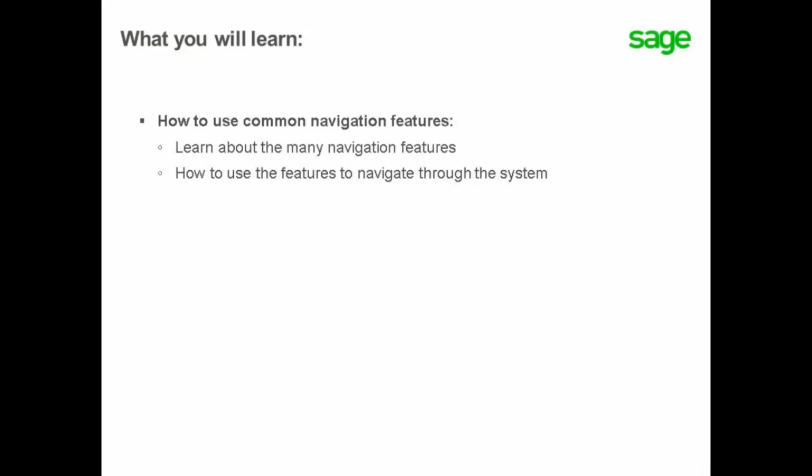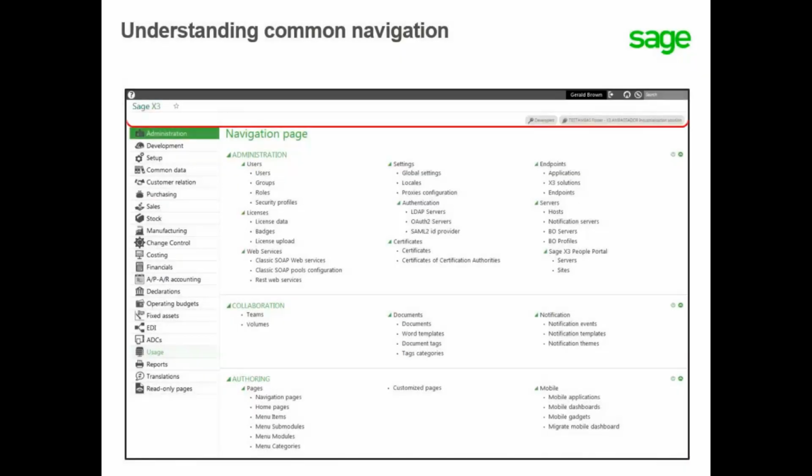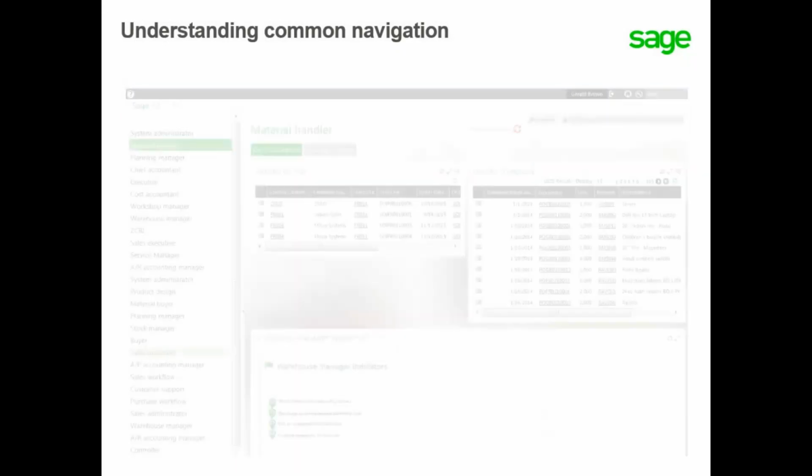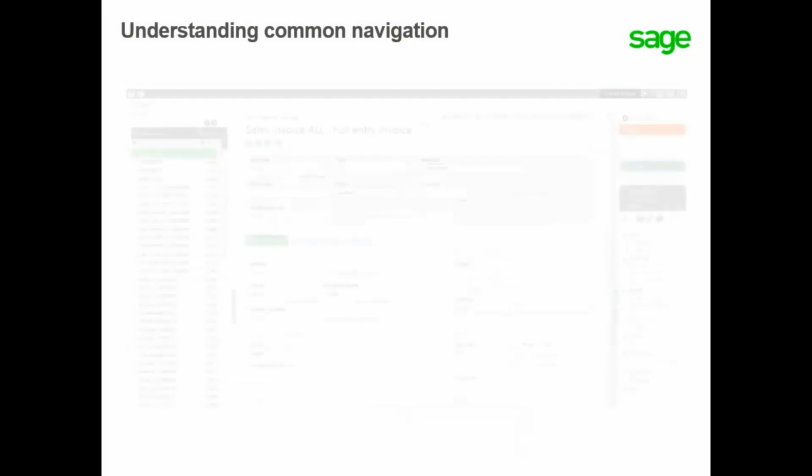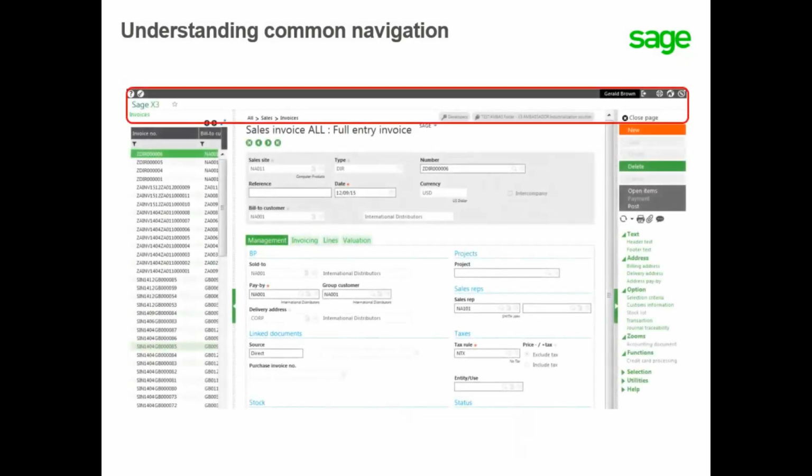In this topic, you will learn some of the common navigation features and how to use those features to navigate through the system. To begin with, there's the upper bar and the area under the upper bar. Both are available from all screens and pages, including your landing pages and within every function.